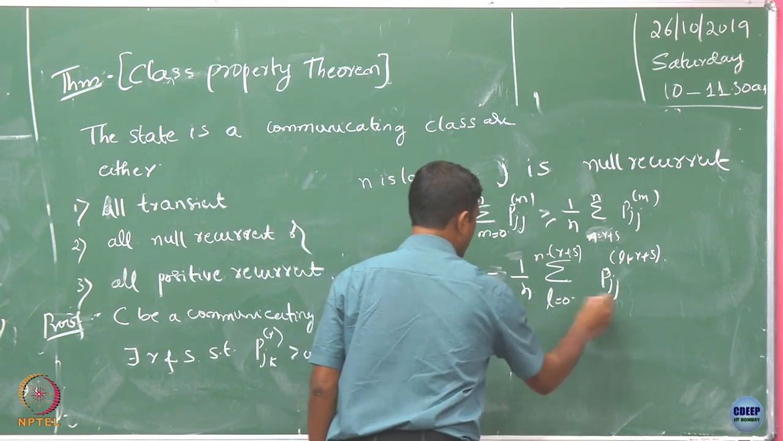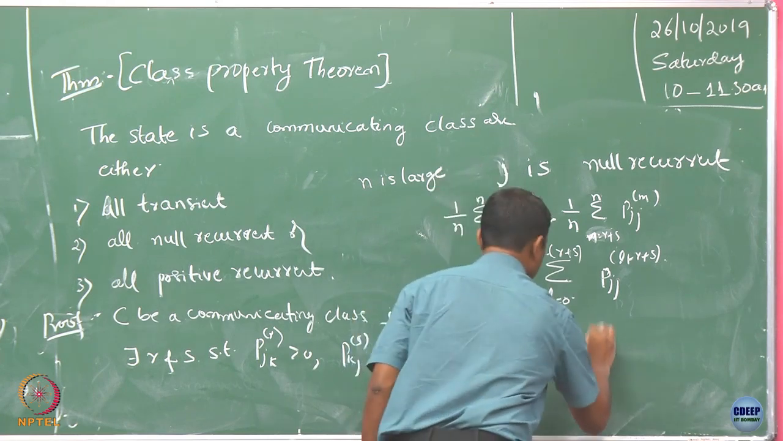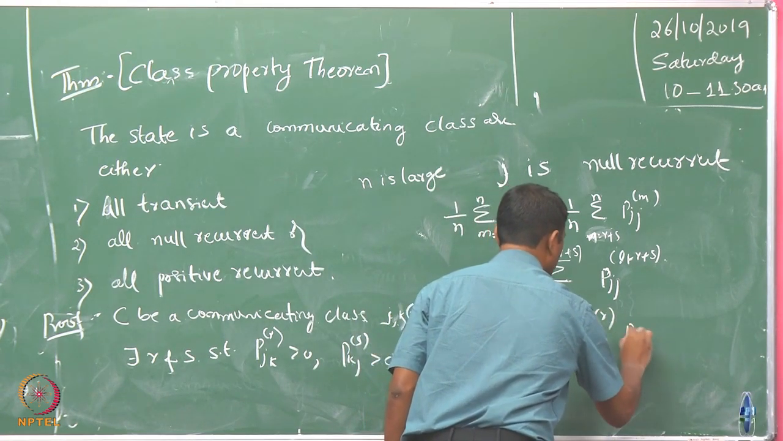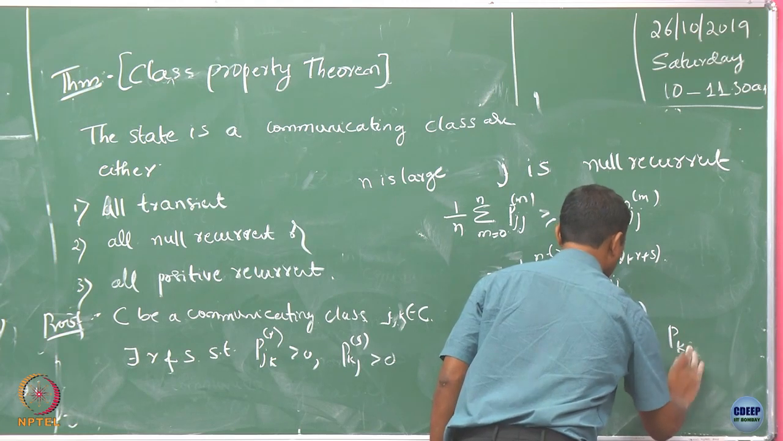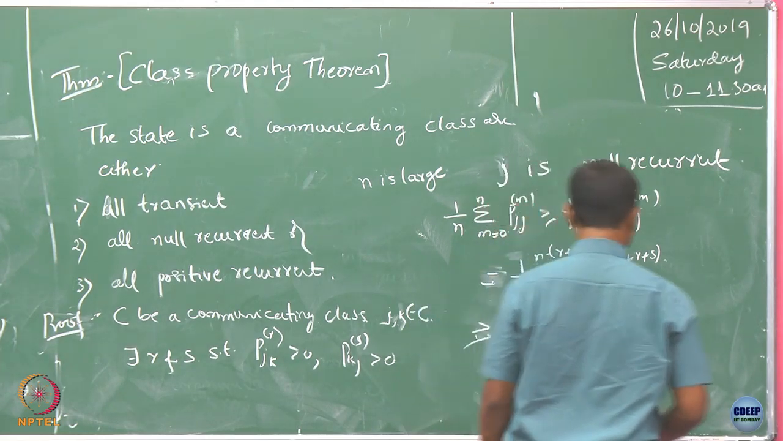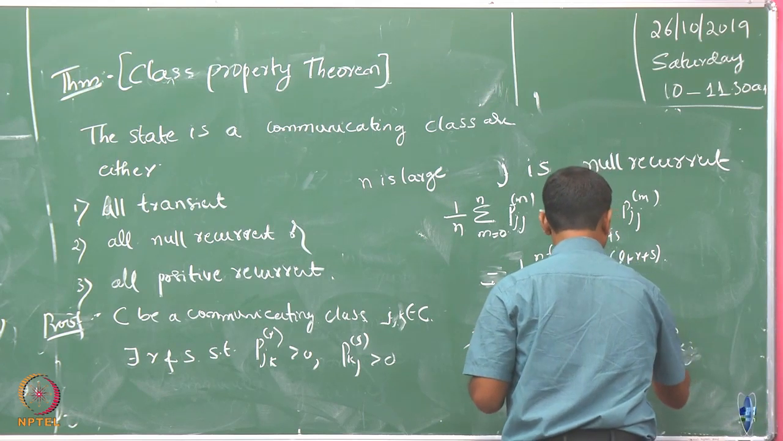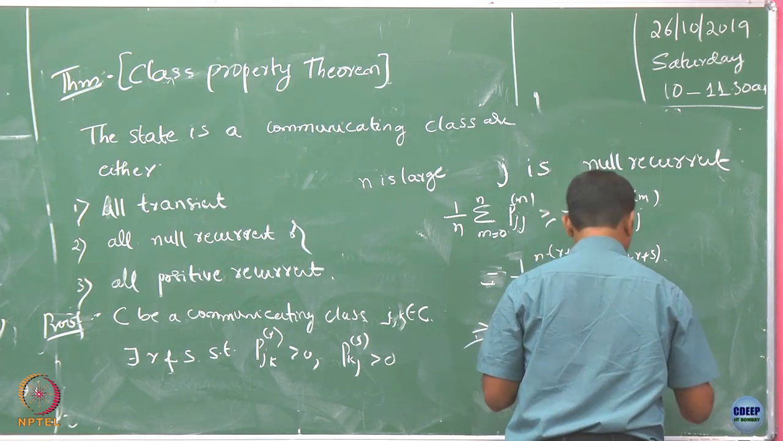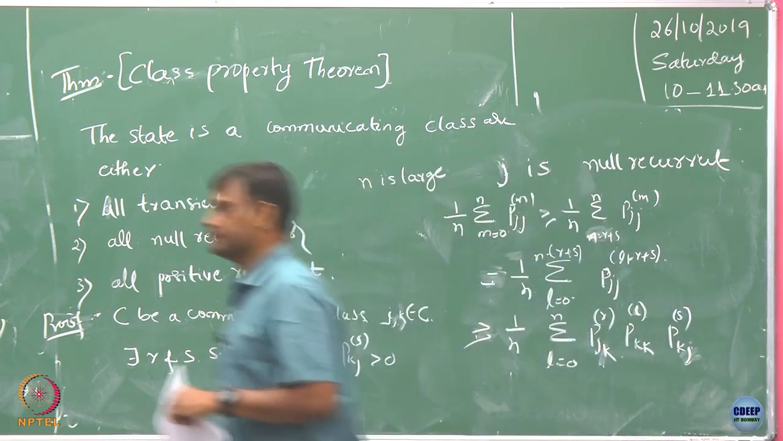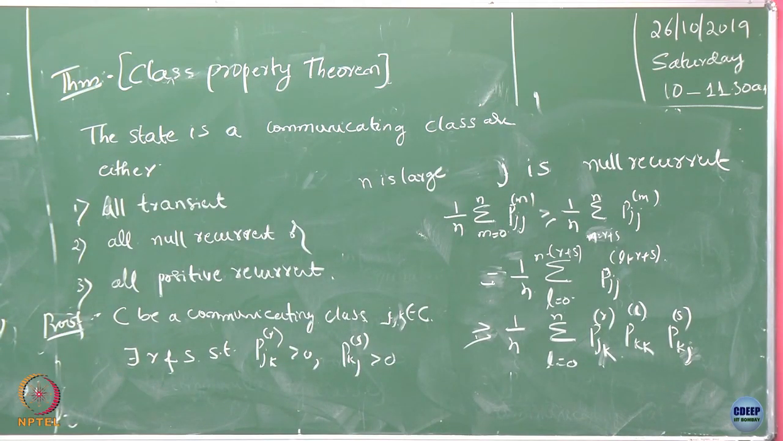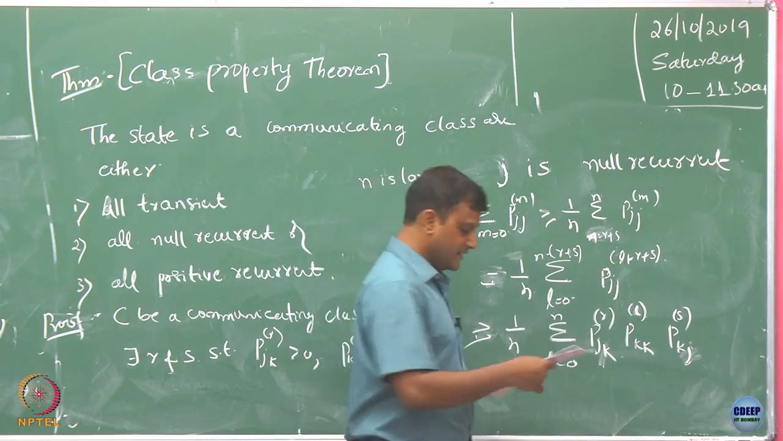And then I am going to use this relation that I have already got, that is l equals 0 to n, what I have got: P_jj of r, P_kk of n and P_kj. What did I do? L here and then P_kj of s. So this we have already shown can be lower bounded like this.